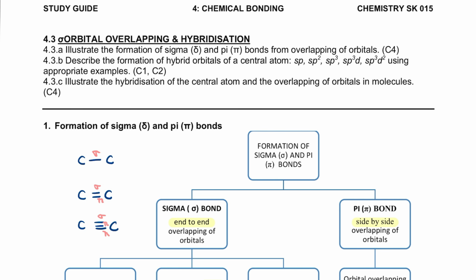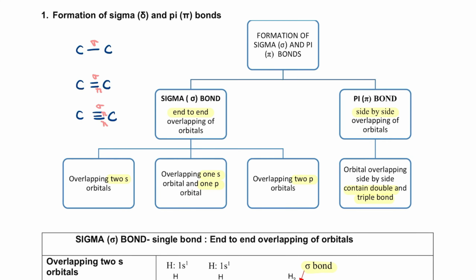So in this video we are going to discuss chapter 4.3, orbital overlapping and hybridization. I'm just going to focus on the illustration of the formation of sigma and pi bonds from overlapping orbitals in this video. Okay, formation of sigma and pi bond.